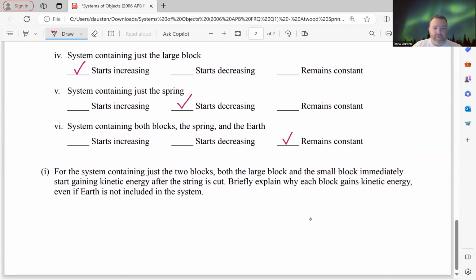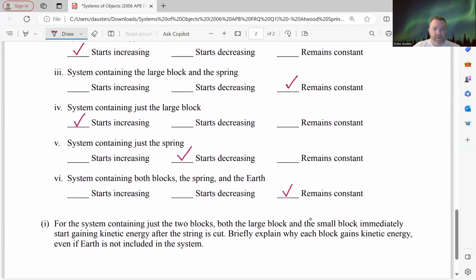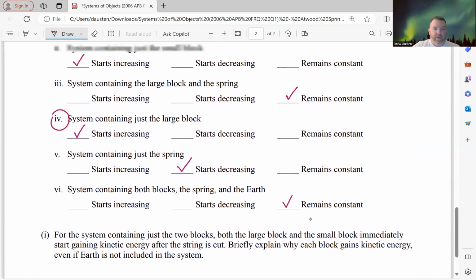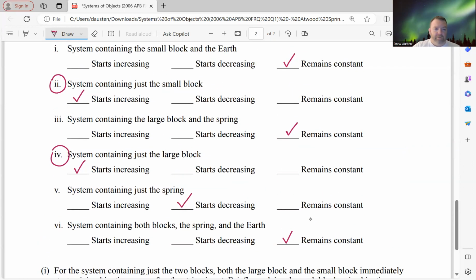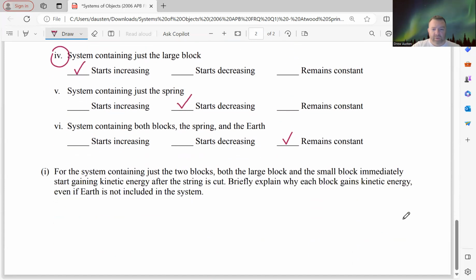And finally, for the system containing just the two blocks, both the large block and the small block immediately start gaining kinetic energy after the string is cut, which we said right here and right here. Both of them start gaining kinetic energy. And so we want to know exactly why. Why does each block gain kinetic energy, even if the Earth, and technically the spring, is not included in the system?